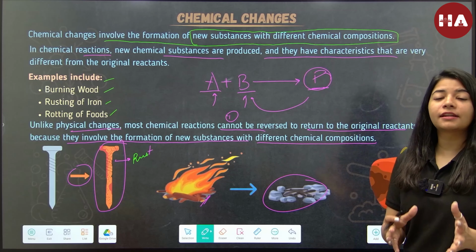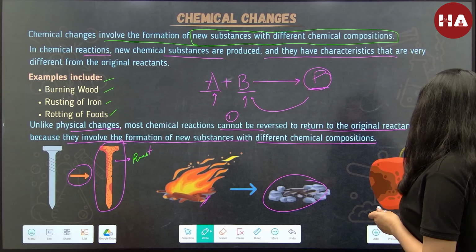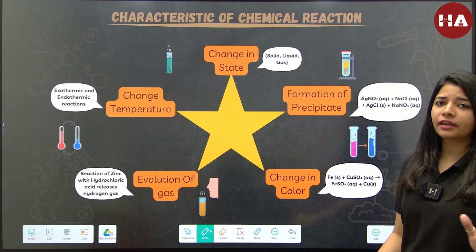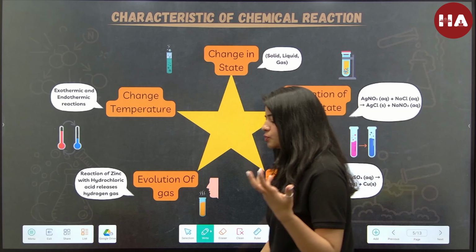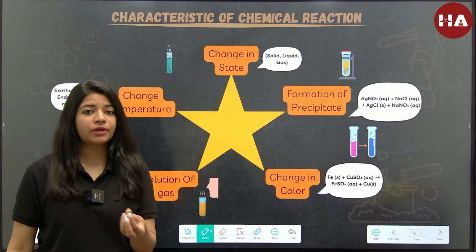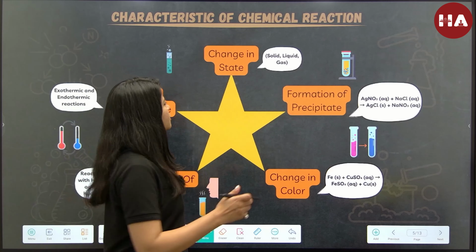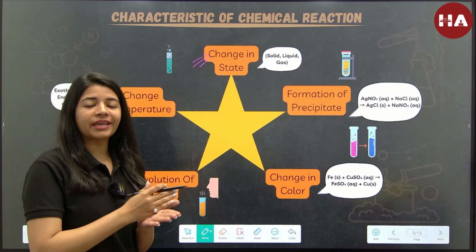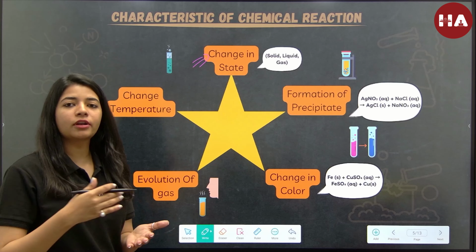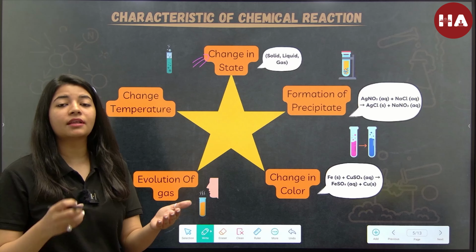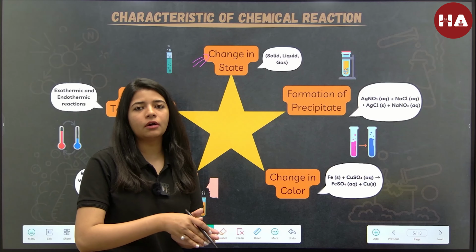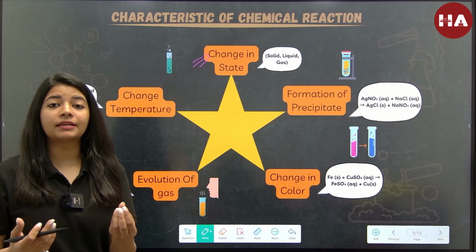Okay, now let's understand how do we know if the reaction has taken place or not. So here are 5 characteristics of chemical reaction which will give us a hint that a chemical reaction has occurred. The first one is change in state. If the change in state has taken place, like from solid to liquid or liquid to gas, then we can say that a chemical reaction has taken place. For example, if we convert water into vapors, then it is a reaction.